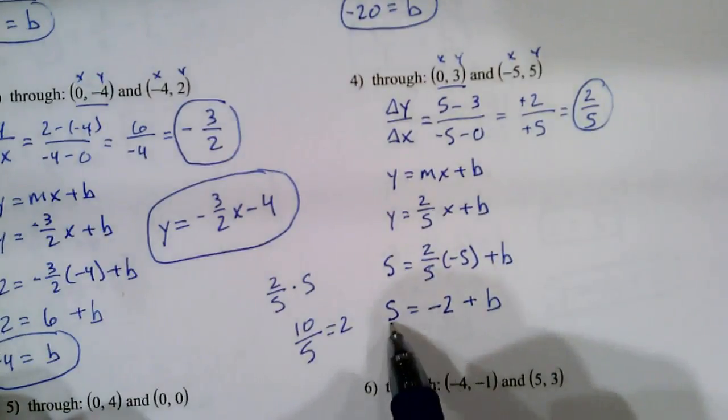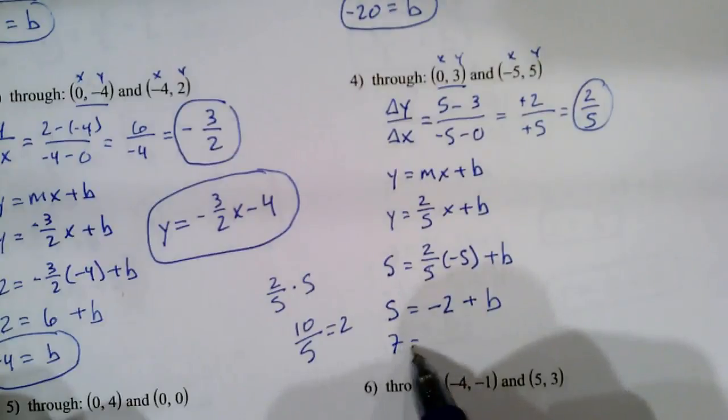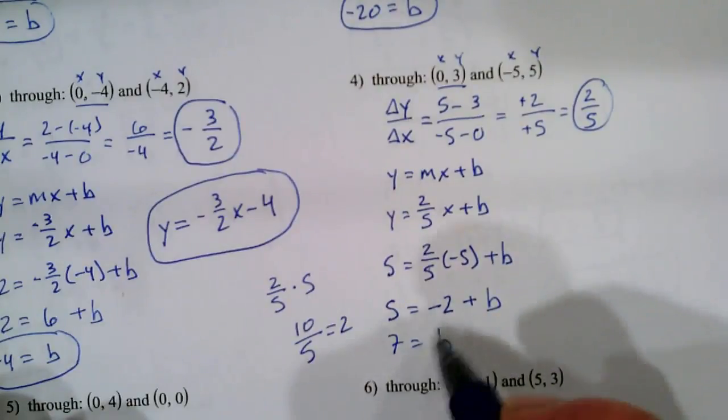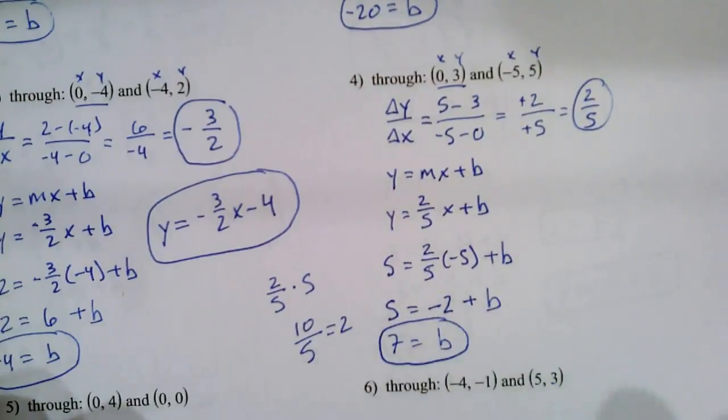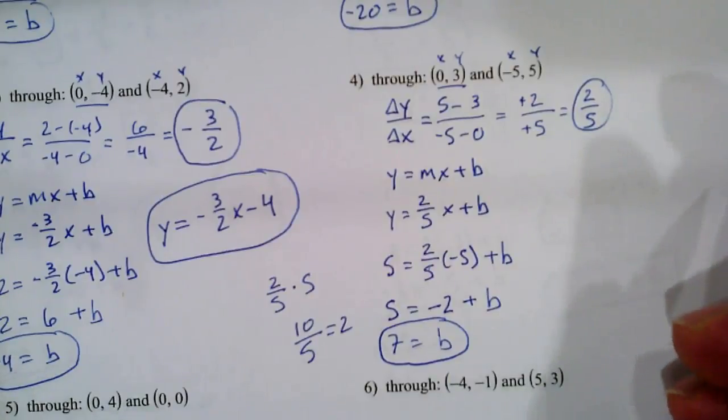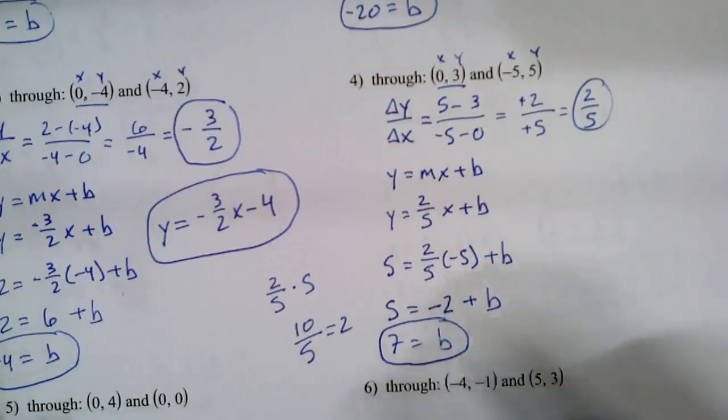Now we add 2 to both sides. 5 plus 2 is 7. Negative 2 plus 2 is 0. Equals b. There we go. 7 is b. So the line crosses the y-axis at y equals 7.